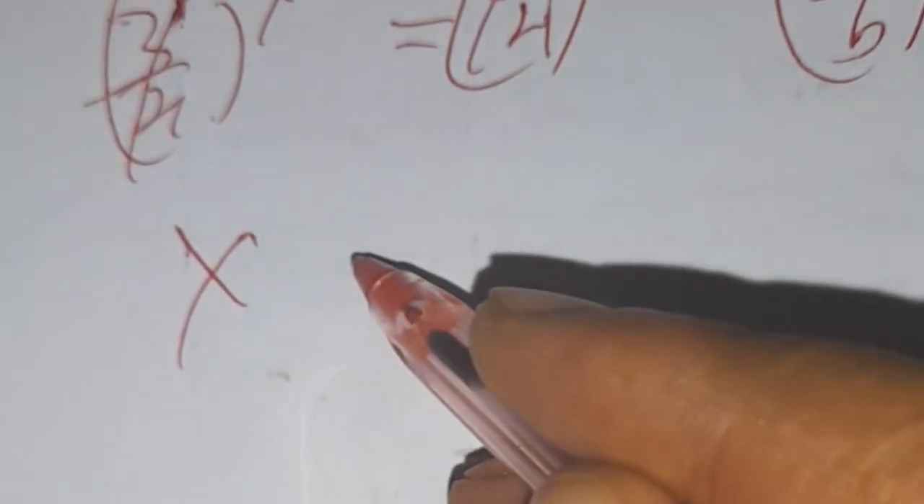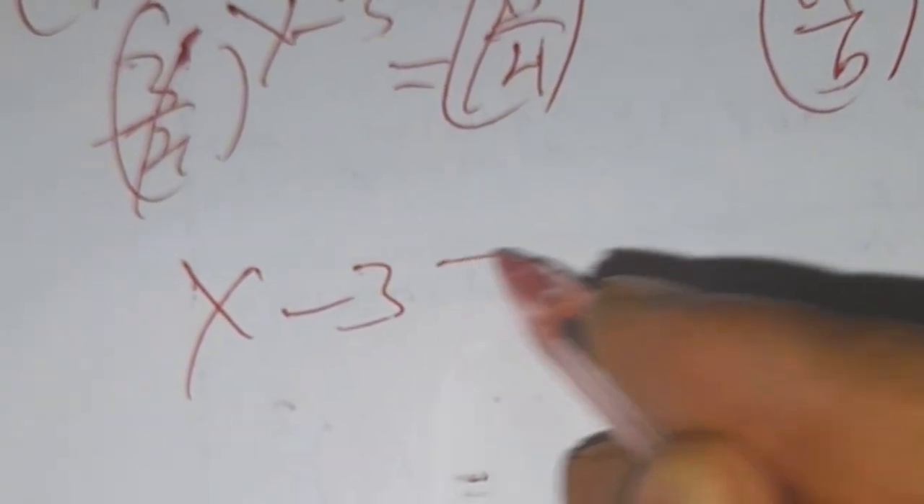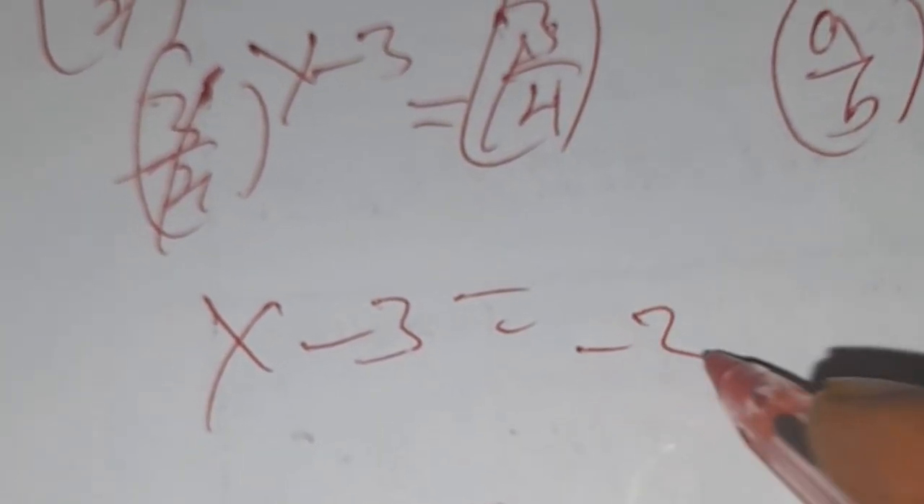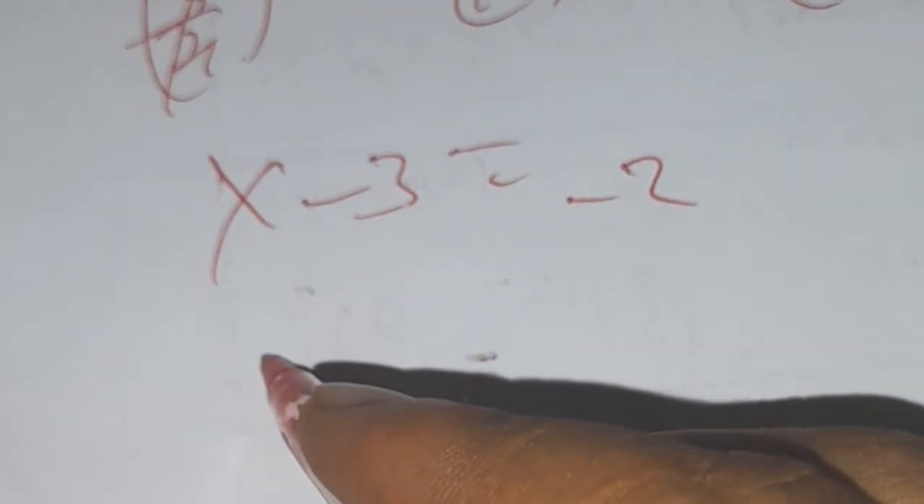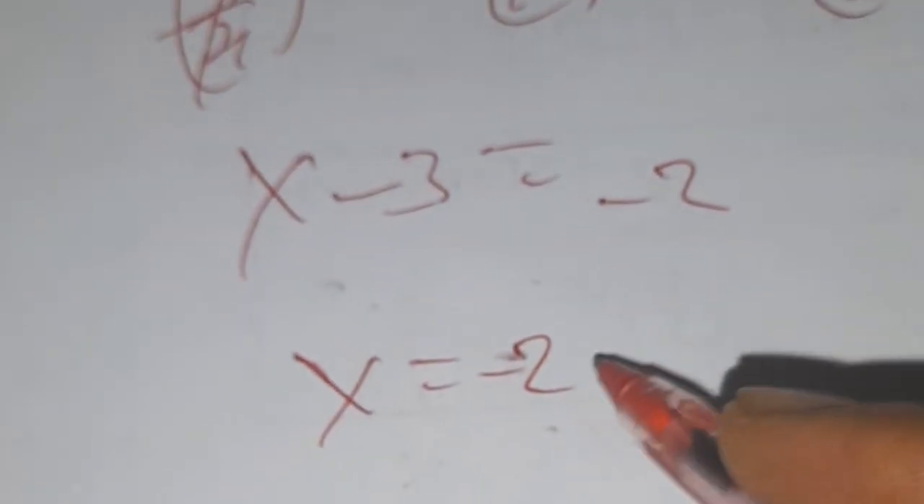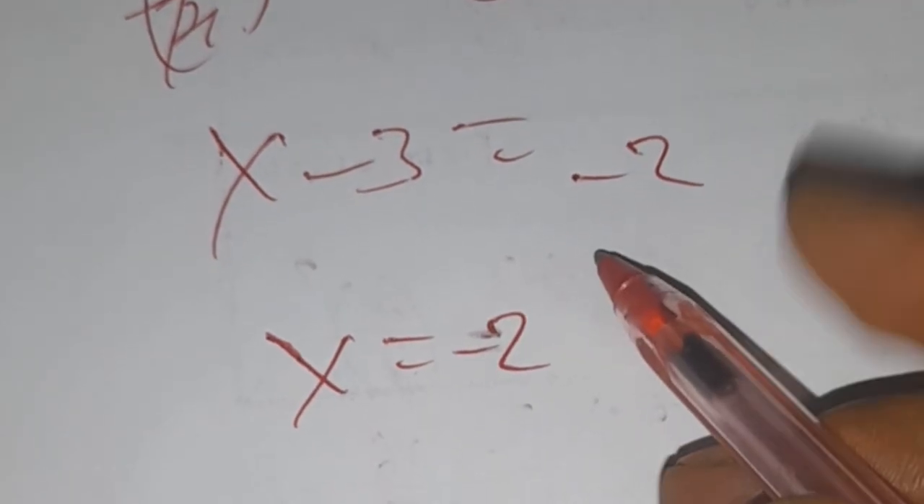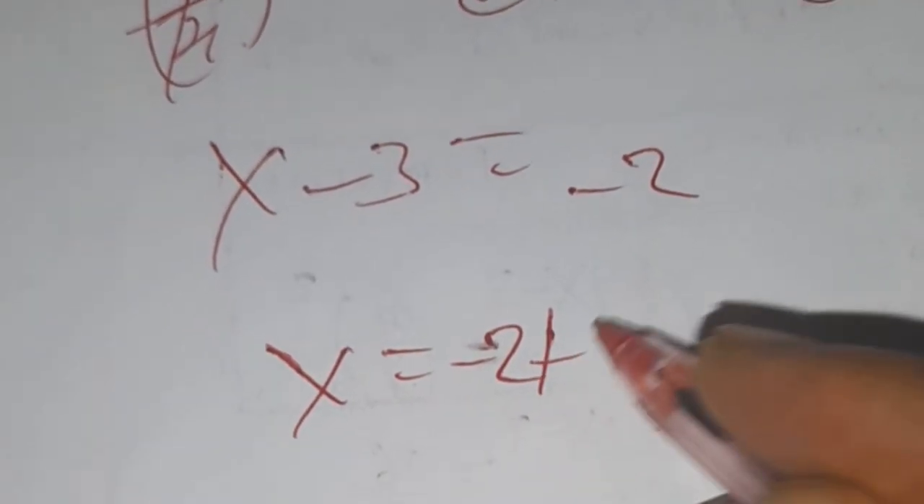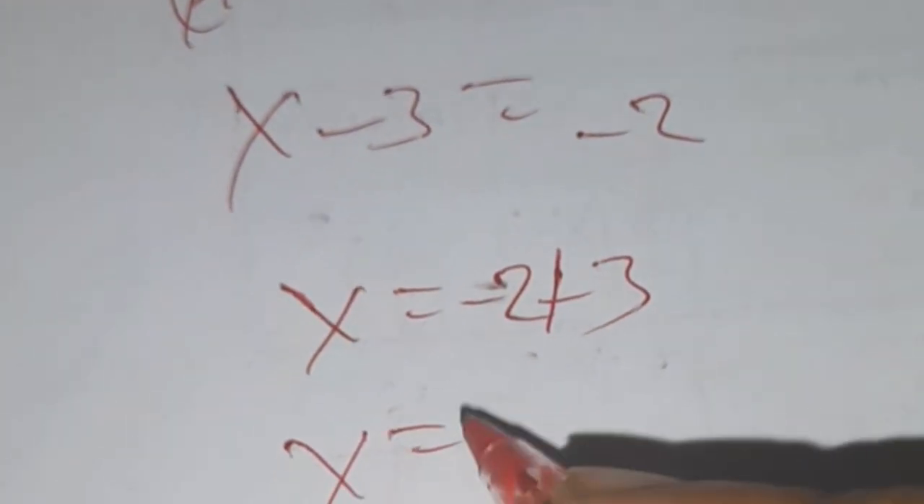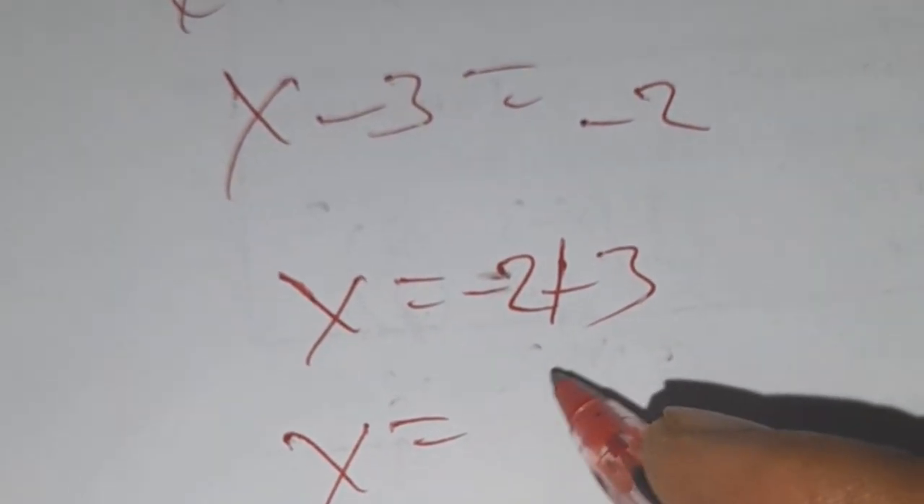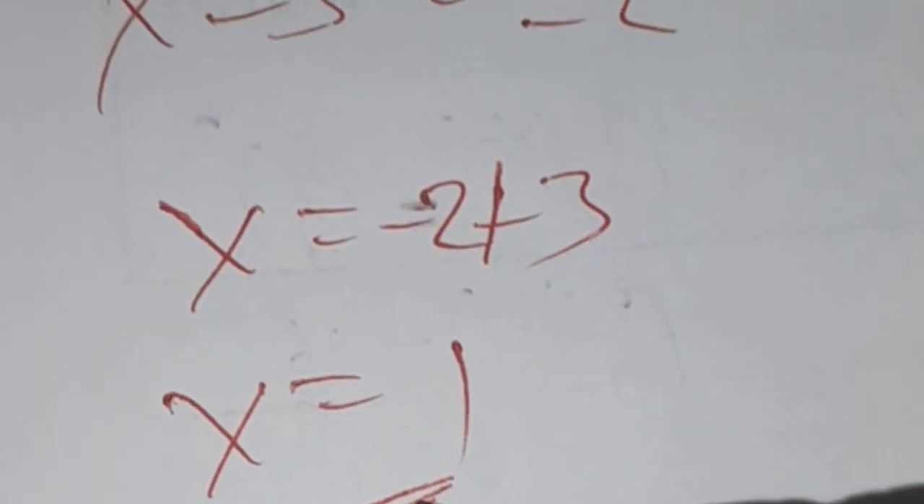Now next, the two bases are the same, therefore cancel out. The exponent part is x minus 3, which is equal to minus 2. x is equal to minus 2 plus 3. The minus 3 on the left side is changed to plus 3 on the right side of the equal sign. x is equal to minus 2 plus 3, which is 1. Therefore, the value of x is 1.